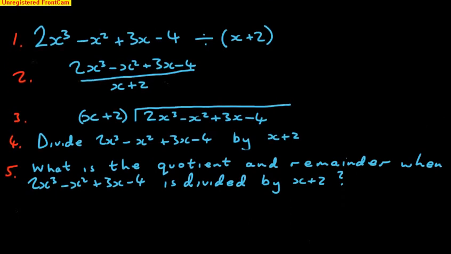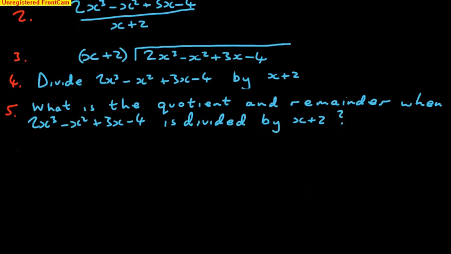Here's how you actually go about doing the long division method. I'm not going to go through the synthetic division. This is the long division method. Okay, writing down the divisor and then what we've got to divide into. That is 2x cubed minus x squared plus 3x minus 4.